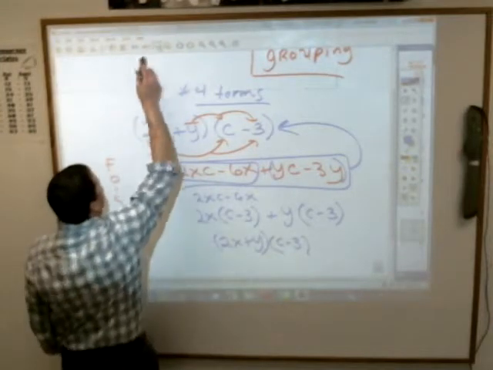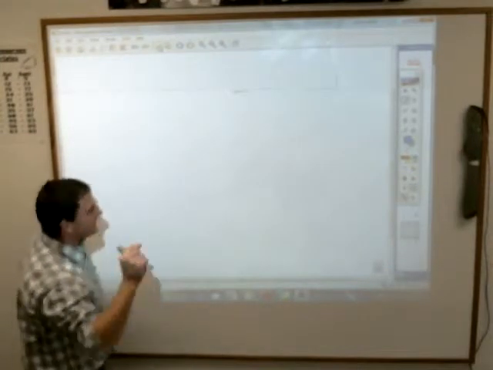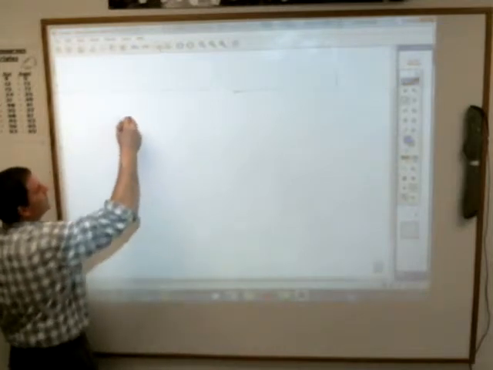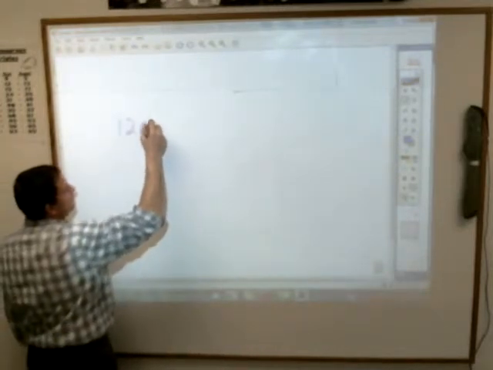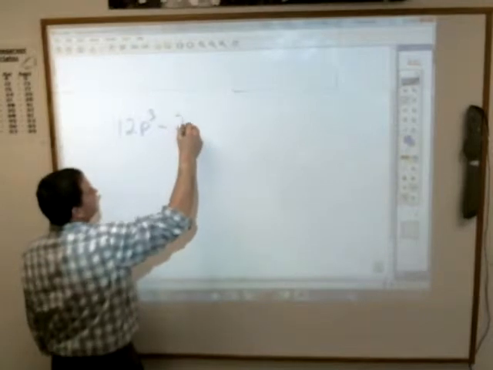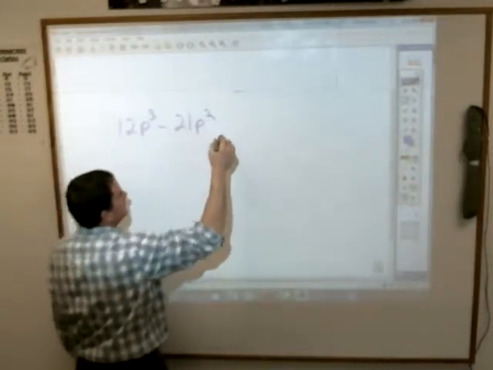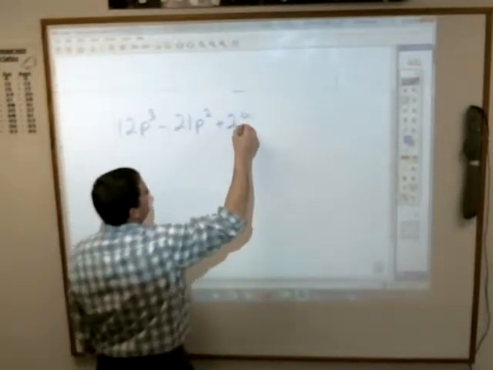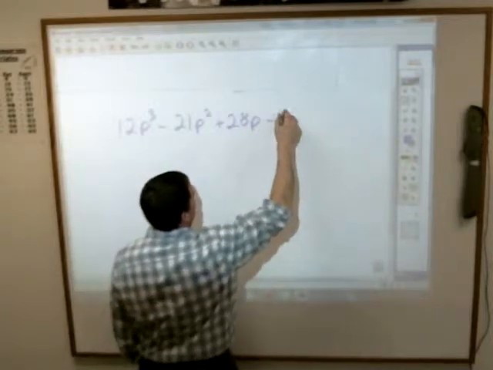Problem number 2 from your thing there. Somebody read that out for me. Lizzie, lead them. 12p cubed minus 21p squared plus 28p minus 49.